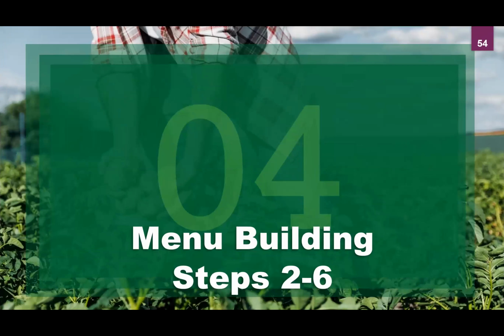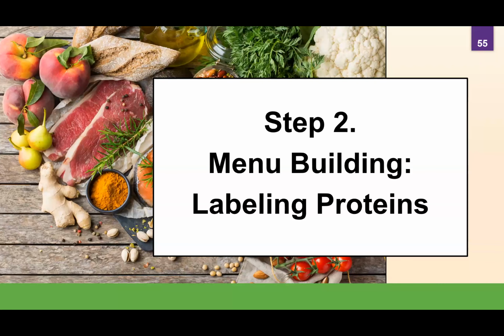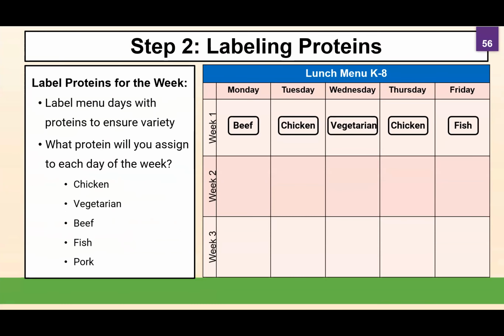Okay, so we did all our pre-planning. We thought about what our kids like. We looked at our historical data. Now we are ready to build our menu. So again, remember the first step was to label our proteins or meat alternates. So you go through each day and you label the days with the proteins you want to serve.